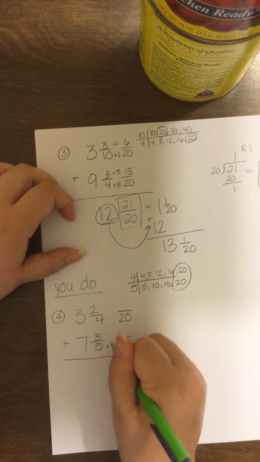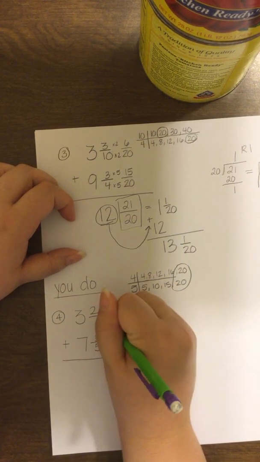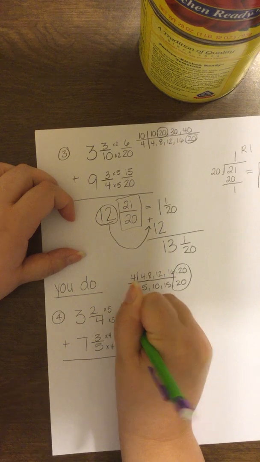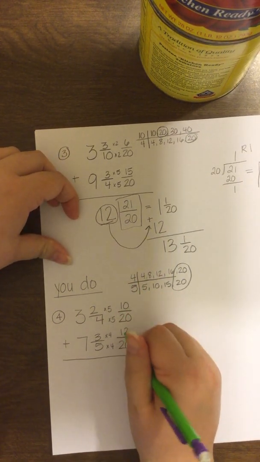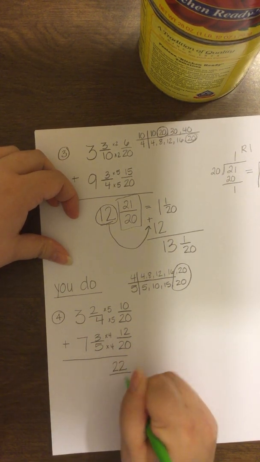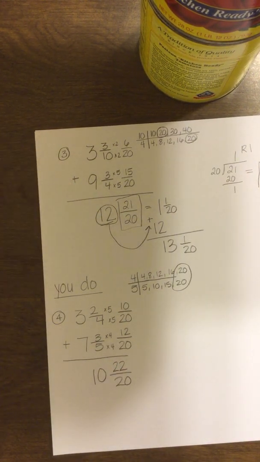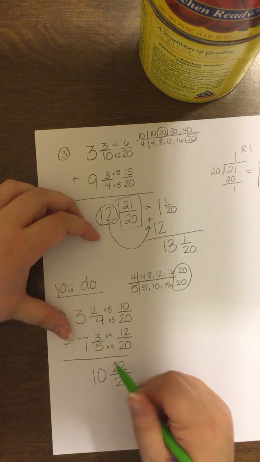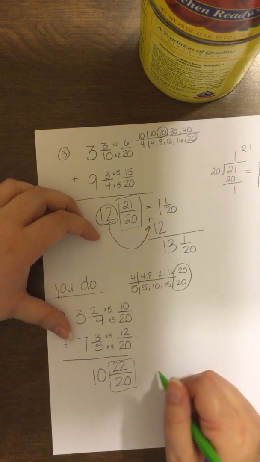5 times 4 is 20. 3 times 4 is 12. 4 times 5 is 20. 2 times 5 is 10. So now I can add up my common numerators and denominators. 10 plus 12 is 22 20ths. And 3 plus 7 is 10. Now, technically, 10 and 22 20ths would be an answer. But we're 5th graders and we know that we cannot leave 22 20ths the way it is. We need to figure out what it is as a mixed number.